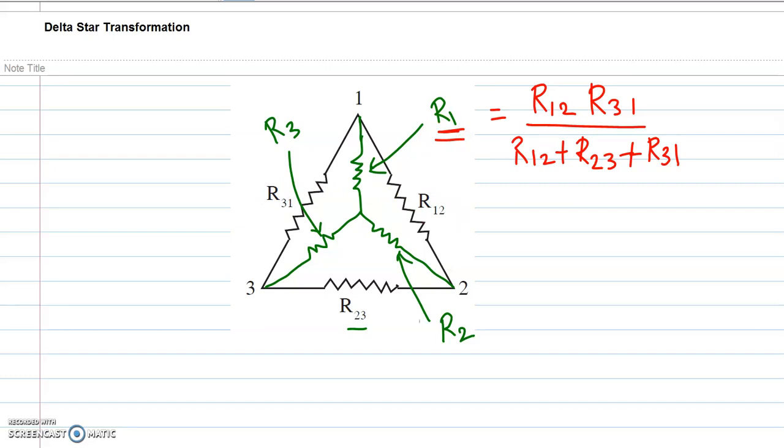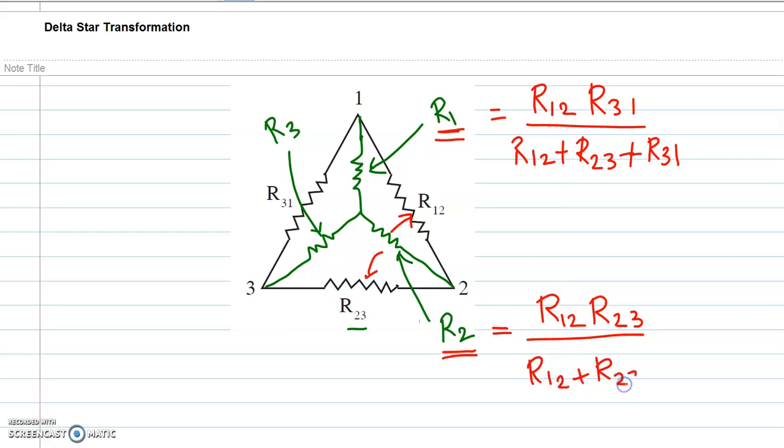Now if I want to find R2, then it should be the multiplication of the resistances on either side of the resistance R2 which I have marked. So that is R23 and R12, divided by R12 plus R23 plus R31.